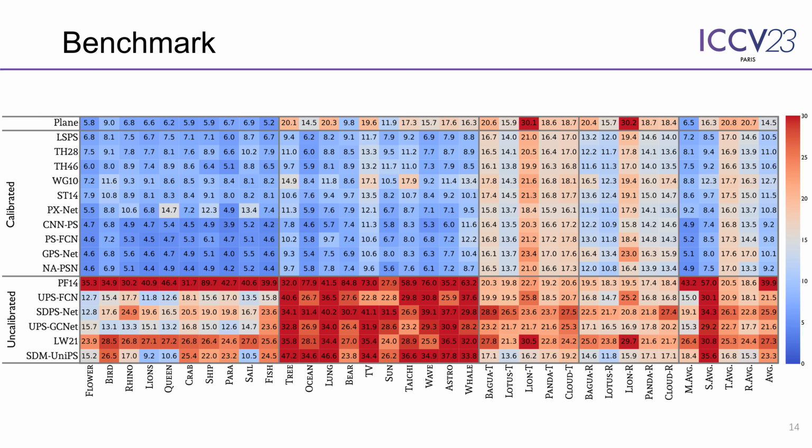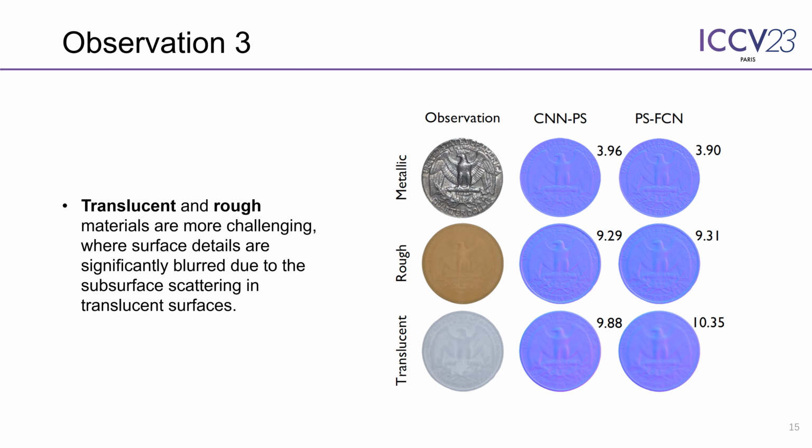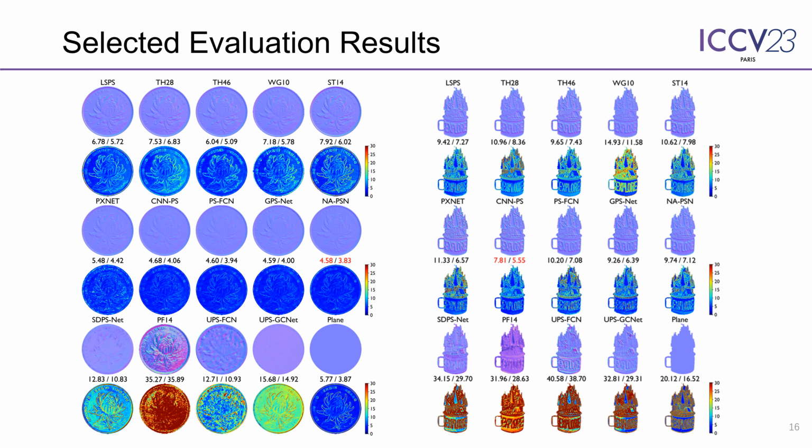Finally, let's focus on the difference among the 4 material groups. We conducted an ablation analysis to examine the influence of reflectance based on the same shape. It turns out that translucent and rough materials are more challenging, which is our third observation. All the evaluation results can be found in the supplementary materials for your reference.